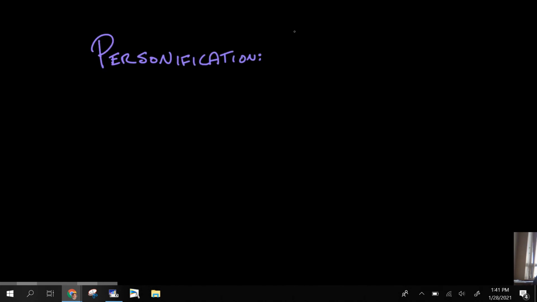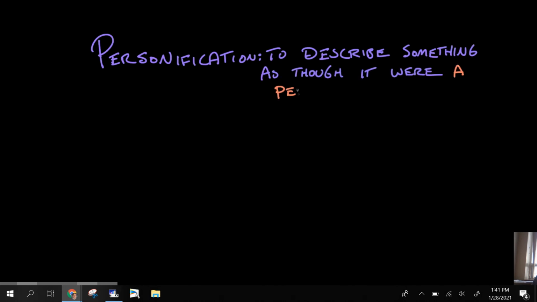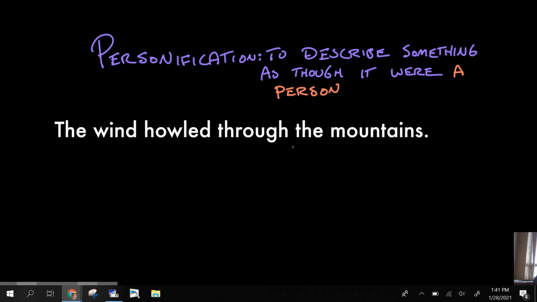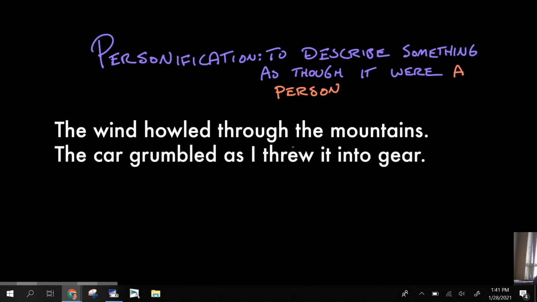Another way to use figurative language is personification, which, let's just break that word down. It means to describe something as though it were a person. To say that differently, it's describing human characteristics to non-living things. The wind howled through the mountains. The car rumbled as I threw it into gear. The storm raged. These are things that people do, but I'm applying that language to inanimate things like wind, cars, and storms in order to express the way these things are behaving. The car is not literally grumbling, "Ah, man, I can't believe David has to drive me today." It's making noises that I am choosing to identify as unhappy.